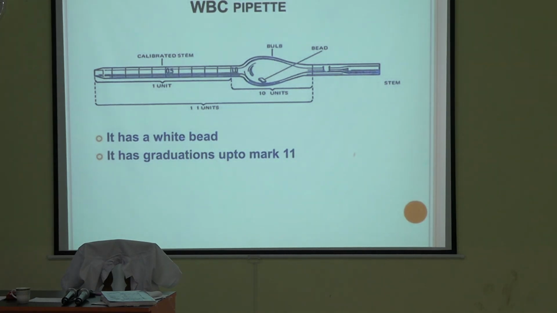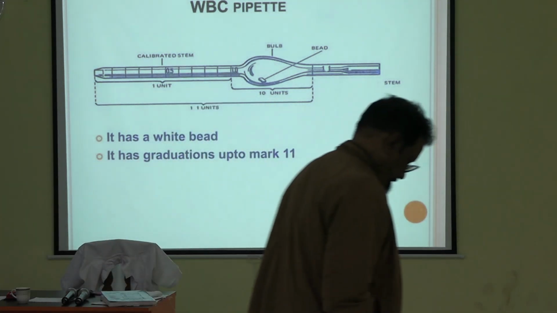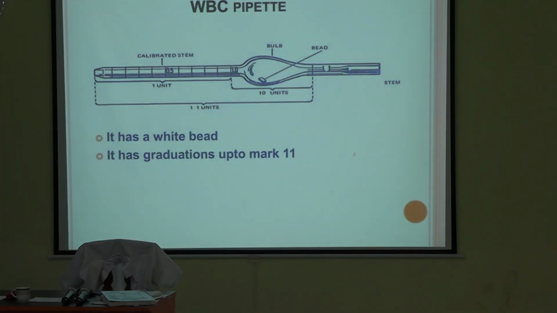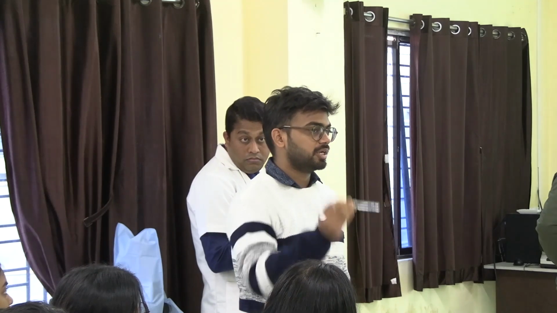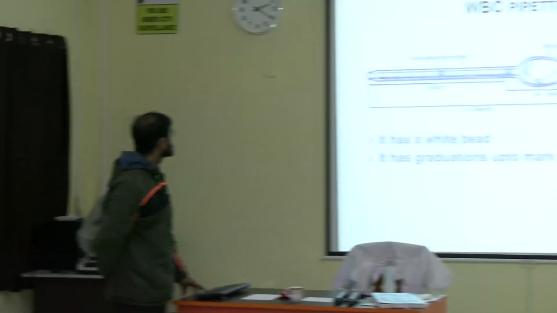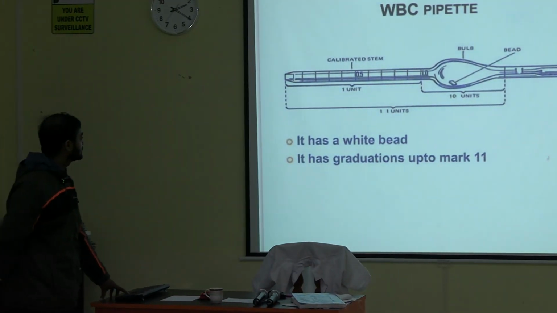WBC pipette. Does anyone know the difference between a tube and a pipette? Why is it called a WBC pipette, not a WBC tube? Because a tube has only one end open and one end closed. Here both ends are open. This is open, and this is also open. That's why it's called a pipette. It has graduations up to mark 11.